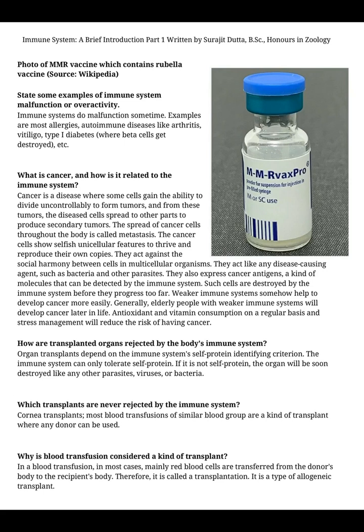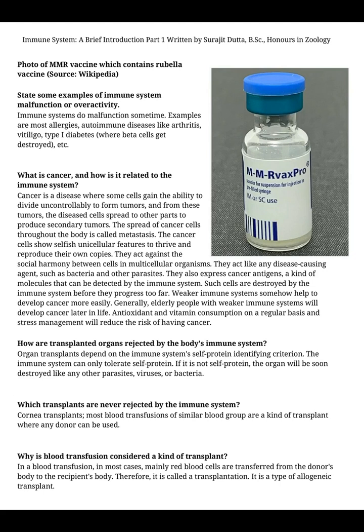How are transplanted organs rejected by the body's immune system? Organ transplants depend on the immune system's self-protein identifying criterion. The immune system can only tolerate self-protein. If it is not self-protein, the organ will be soon destroyed like any other parasites, viruses, or bacteria.